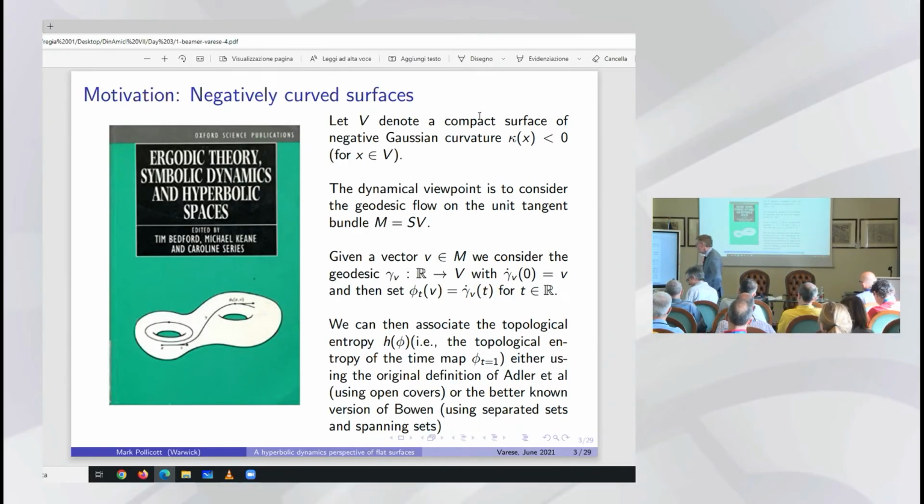And so you can associate to this a numerical value, which is the topological entropy. It's some quantity which in this case will be strictly positive. And it's got some definition which usually exasperates my students, because the usual definition is to use epsilon separated sets or epsilon spanning sets, and they don't like those very much. It's too complicated a definition.